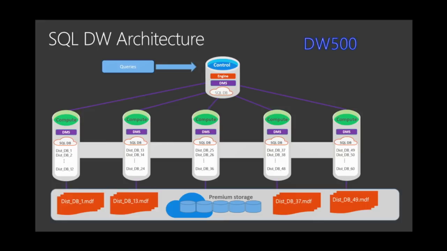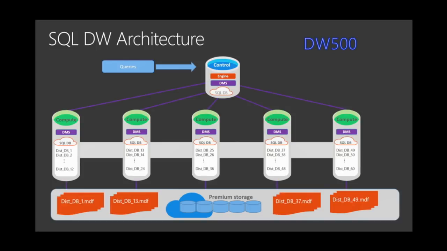Essentially, it goes in increments of 100. It skips a few steps because of how the underlying distribution works. But just think of that as every DW increment that you go, you get more compute capacity, or essentially you add more nodes. So at 500, you can think of that as 5 compute nodes available to you, operating against SQL DW, where the data is stored remotely in premium storage.